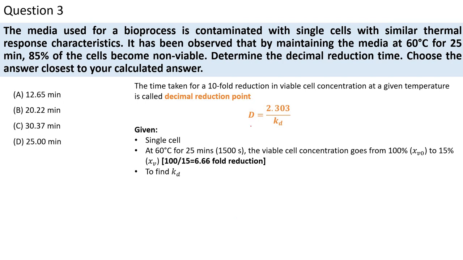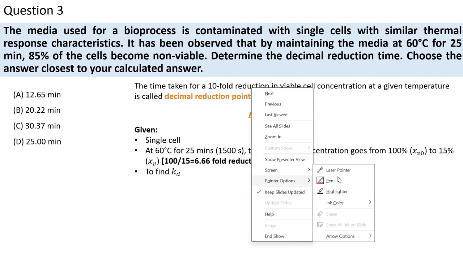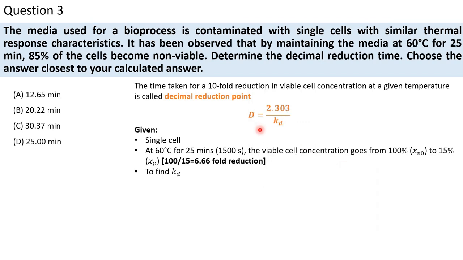Actually, we have to find D, right? That is the decimal reduction point. But to calculate D, we need the thermal death constant as well. We have to know what the thermal death constant is. So to find Kd, this is the formula.